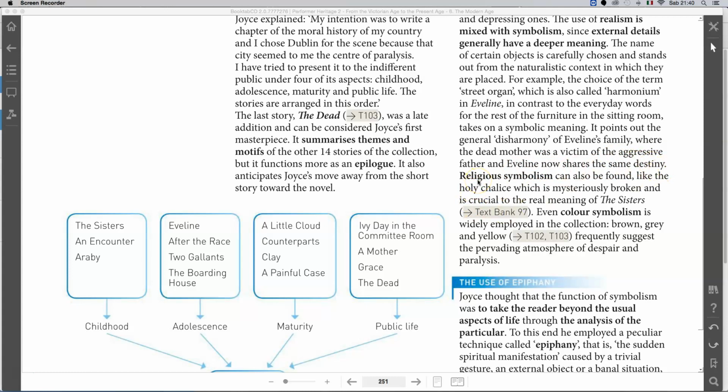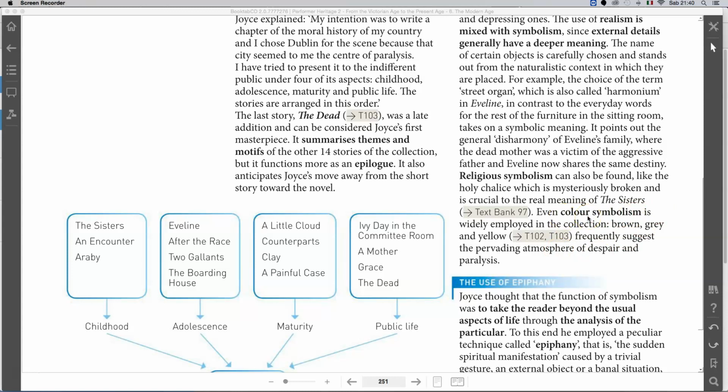There is also a religious symbolism, like the holy chalice, which is mysteriously broken and is crucial to the real meaning of The Sisters, which is the opening story of Dubliners.